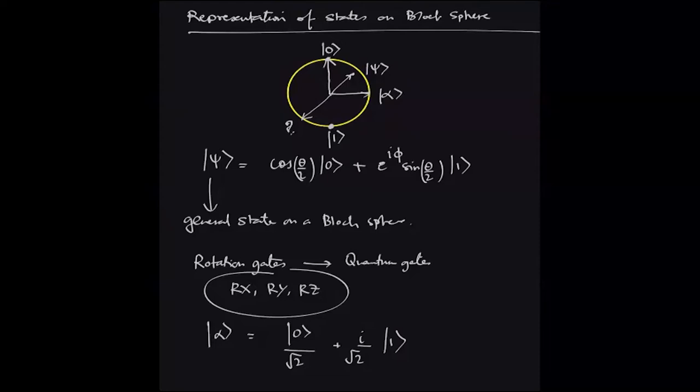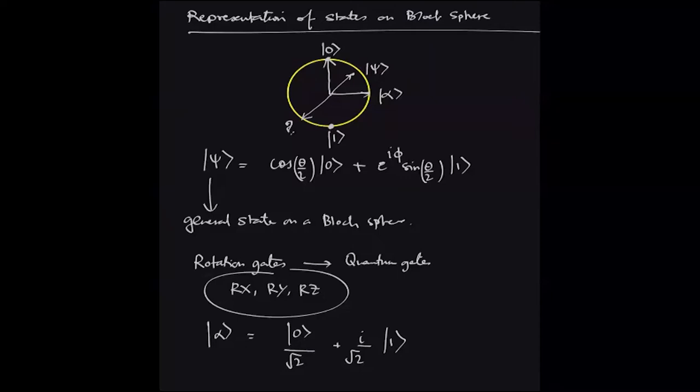Zero and one are the states known as the podal states, which sit on the north pole and the south pole of the Bloch sphere. This alpha is like this, and then you have some state which is here, which I'll leave up to you to construct. And similarly, we have all the possible states on any point of the sphere.